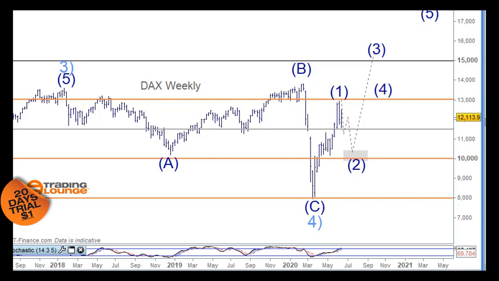Welcome to TradingLounge and the European indices for the 20th of June. Starting on the weekly chart here, we're looking at an expanded flat correction, the same as the S&P 500, and we're looking at this as 5 waves up through to here. We're looking for an ABC to pull back for wave 2 and then a move higher from that point.